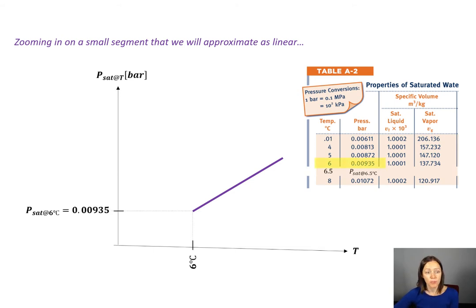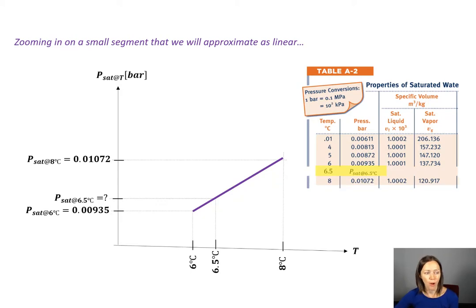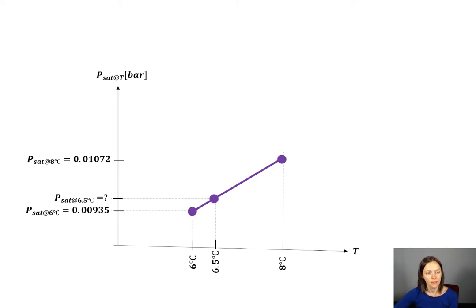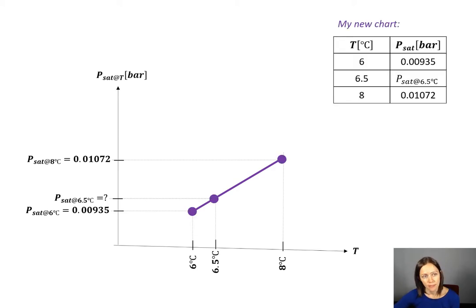And what I'm going to do is just put my coordinates on this. So the first coordinate would correspond to 6 degrees Celsius and the saturation pressure at 6 degrees Celsius. And then the other one would be 8 degrees Celsius and the saturation pressure corresponding to 8 degrees Celsius. And then the last coordinate would be in the middle, and that would be 6.5 degrees Celsius. And then the thing that I don't know yet, that y coordinate, which is the saturation pressure at 6.5 degrees Celsius. So I've got 3 coordinates on a line.